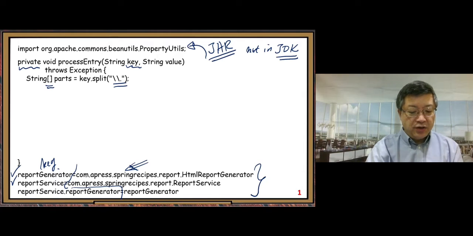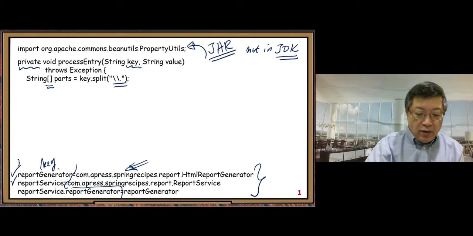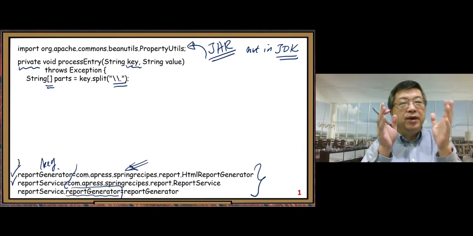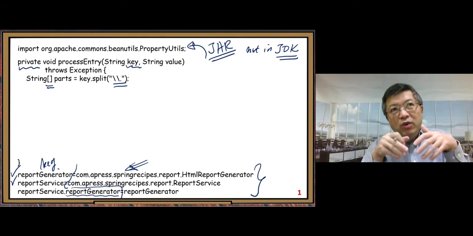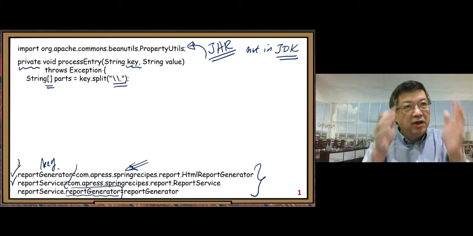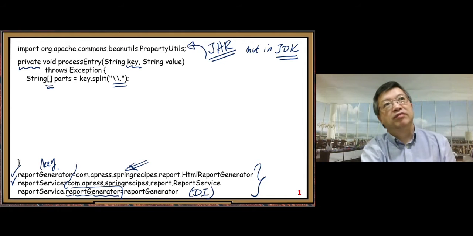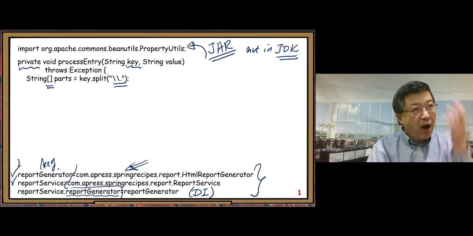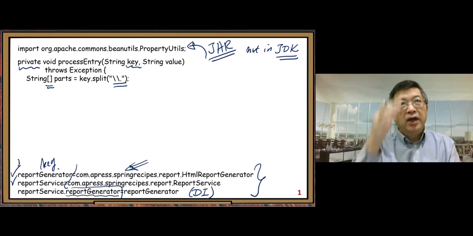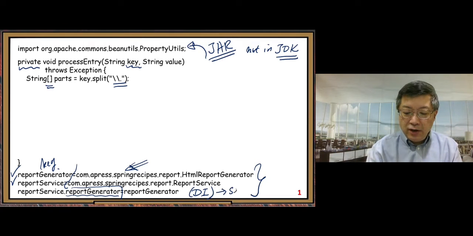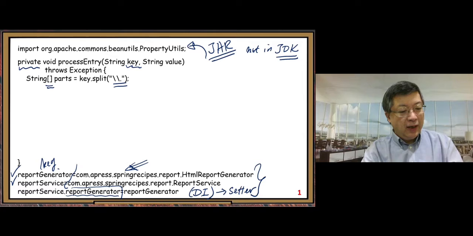This dot is used to separate report service, that's our business service object name, and report generator, that is the property we define for this object. This object has a property, and we want to set this property by dependency injection. So here we are going to implement that dependency injection. That's why we need to give the property name to use for dependency injection. We set that property with a setter, so we use the setter way to do dependency injection. Now you understand.